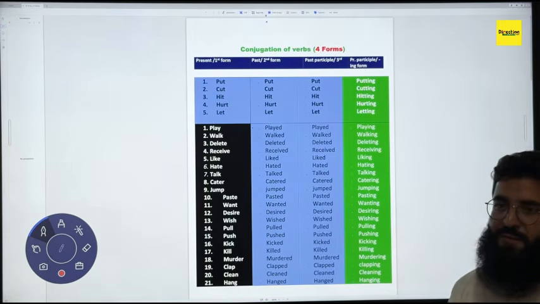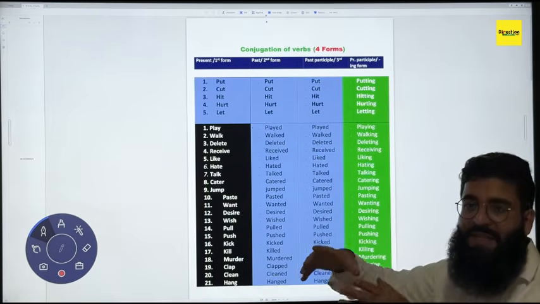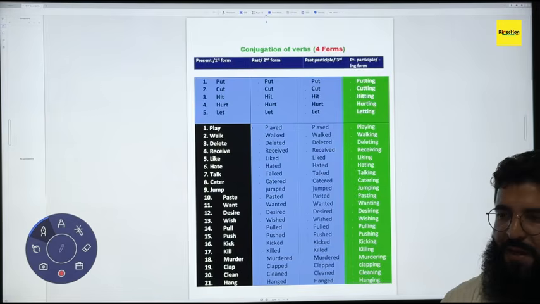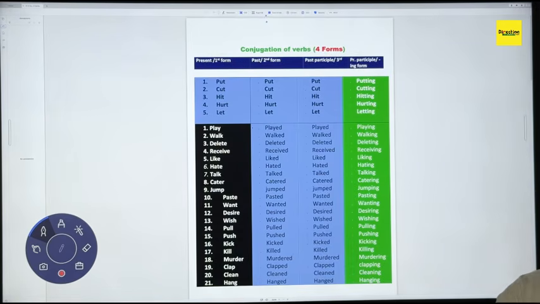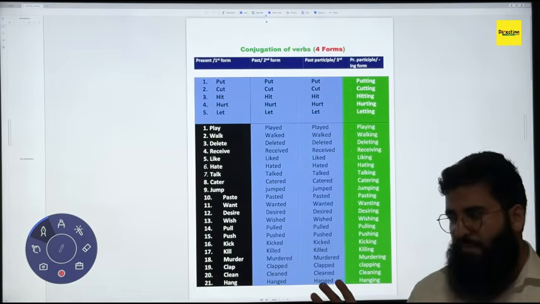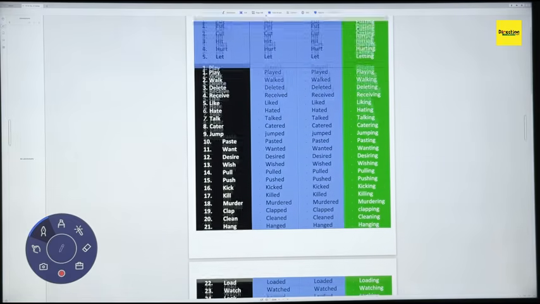But the majority of the verbs in English are these regular forms which take ed. You have to add ed to make the second form and ed to make the third form. That becomes second and third form. Okay? And fourth form is easy. You have to add ing. That becomes fourth form. Now we will move towards irregular verbs which have different forms which you have to memorize.